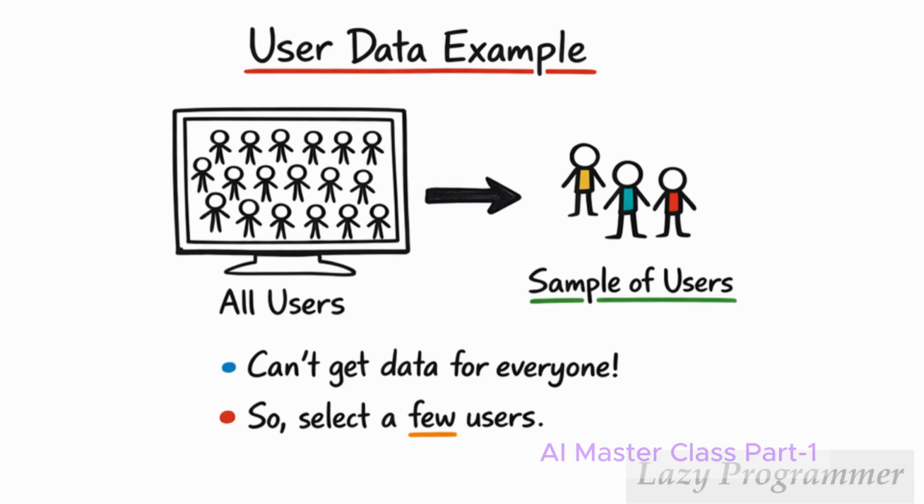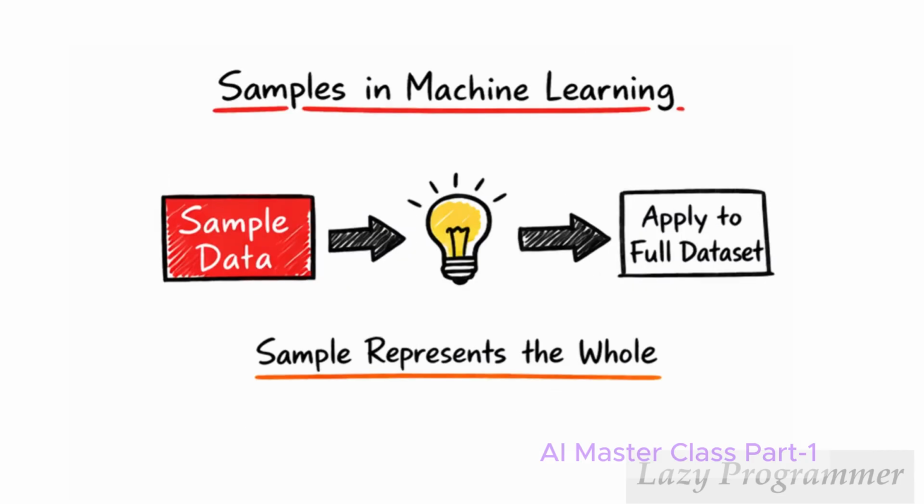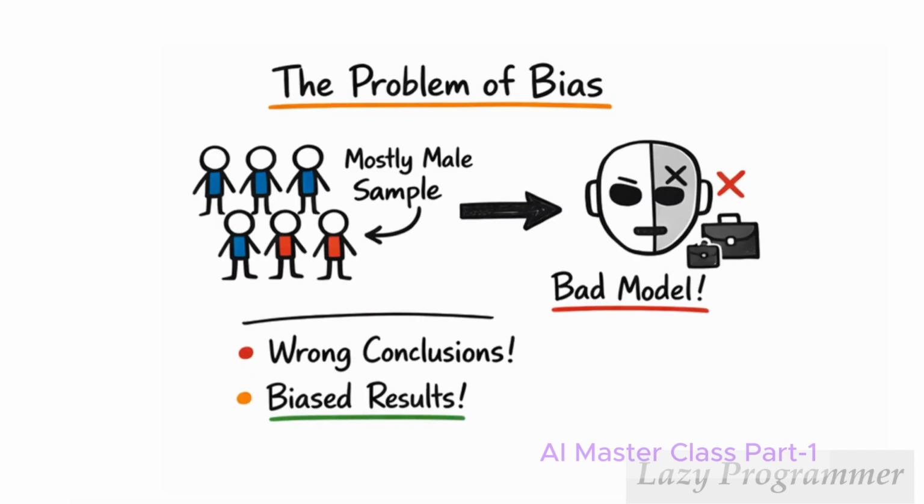So you take a sample, you select a few users from all the users. So in machine learning, we always work with samples, not the full population. Whatever patterns we learn from the sample, we assume they represent the entire data set. Now, here is where it gets dangerous. If your sample is not representative, like Amazon's hiring data was mostly male, your model learns the wrong thing with full confidence. That is where the bias enters the system.